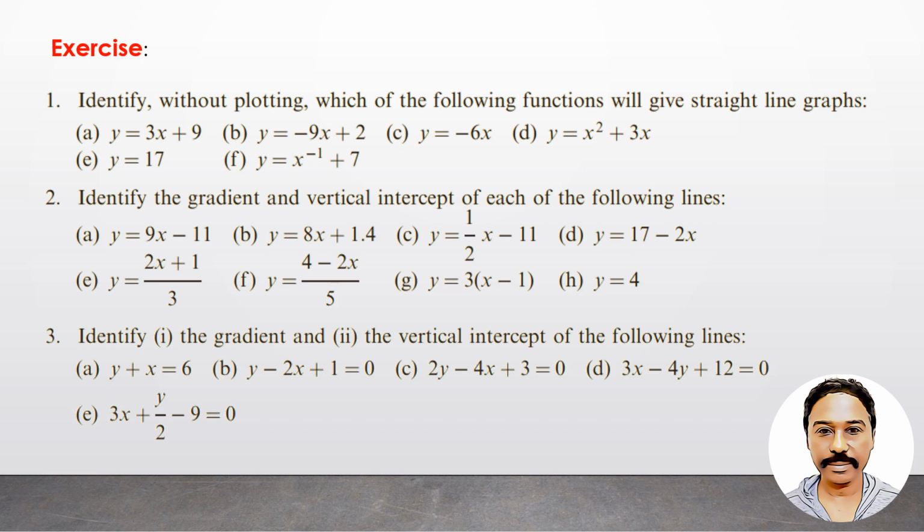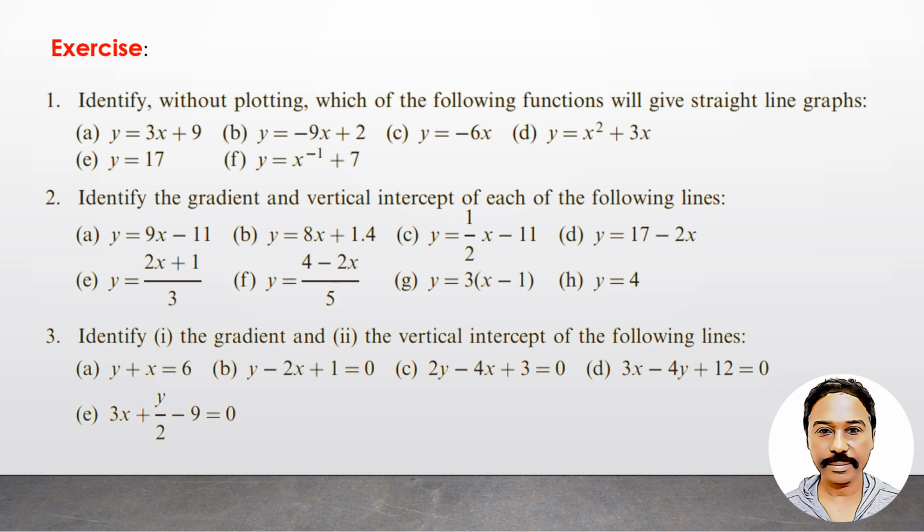Identify the gradient and vertical intercept of each of the following lines. So now you know these are lines and you would like to find the gradient and the vertical intercept. You can try this yourself, and I'm sure it's easy by putting this equation line in the formula of y equals m times x plus or minus some constant. Then this coefficient of x is the slope, and this part is the intercept.